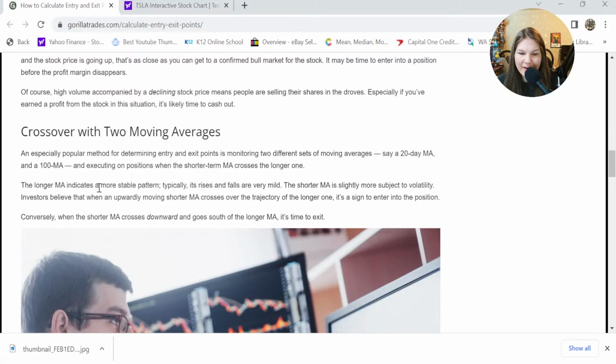The longer MA indicates a more stable pattern. Typically, it rises and falls, but the rises and falls are very mild. The shorter MA is slightly more subject to volatility. Investors believe that when an upward moving shorter MA crosses over the trajectory of a longer one, it's a sign to enter the position. Conversely, when the shorter MA crosses downward and goes south, it's time to exit.